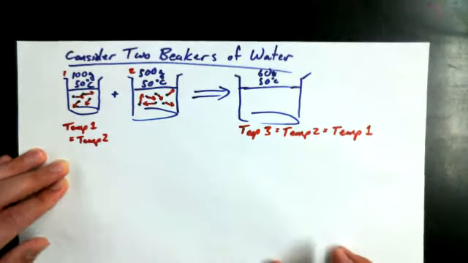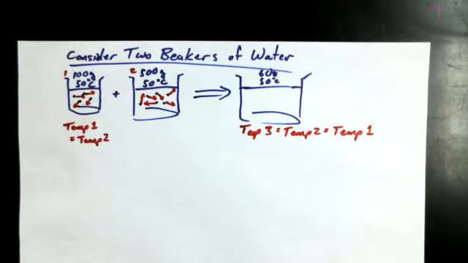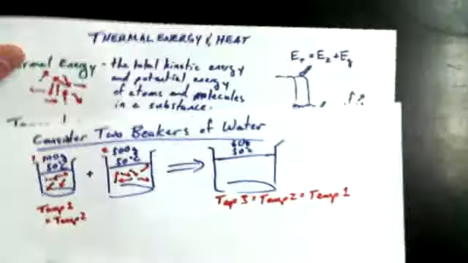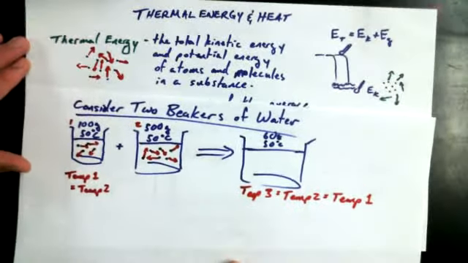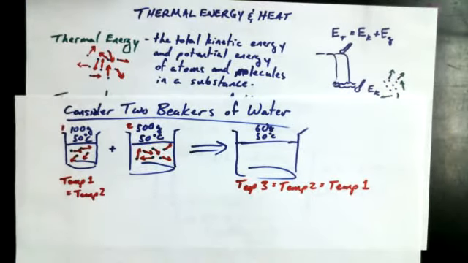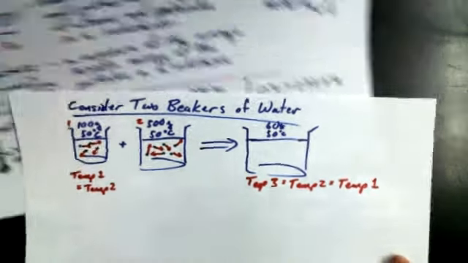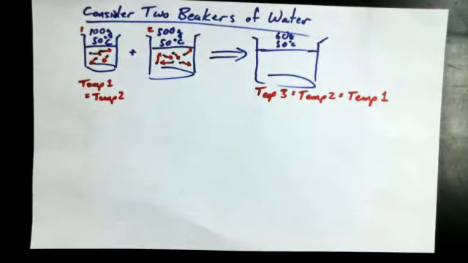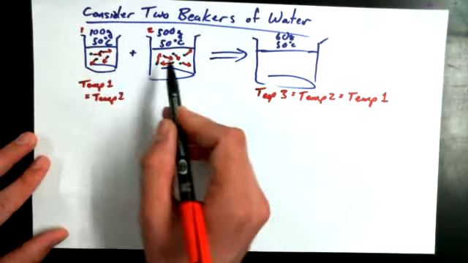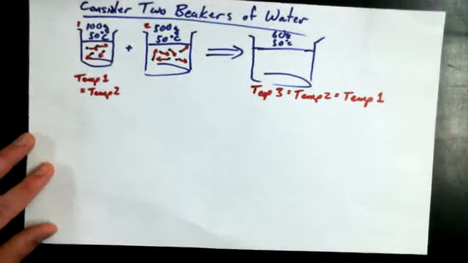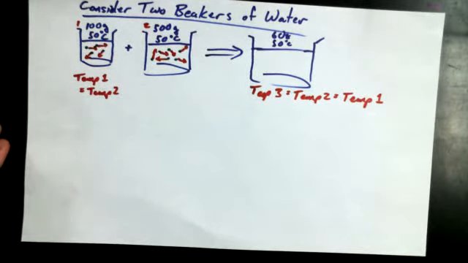That's great. However, what we said before, something about thermal energy. What we said about thermal energy is that it's the total kinetic energy and potential energy of atoms and molecules in a substance. So the total kinetic energy is heat. Let's take a look at this again with that in mind. Which one has more total kinetic energy? Beaker 2. Why would you say, how about we raise hands? Why beaker 2? Yeah, it's got more stuff, more mass.